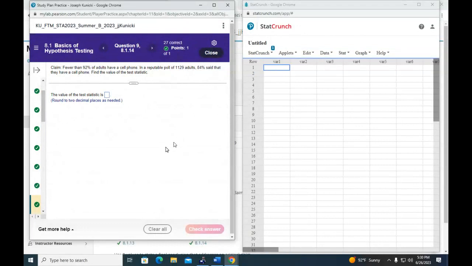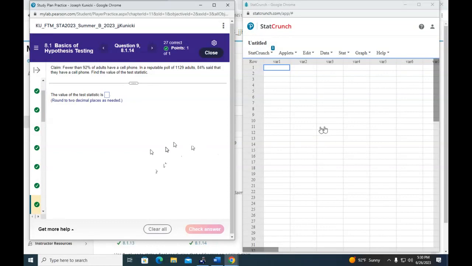Fewer than 92% of adults have a cell phone. In a reputable poll of 1,129 adults, 84% said that they have a cell phone. Find the test statistic. So this is a proportion, so it's the first one. It's a z-stat, and the numerator is p hat minus p, and the denominator is the square root of pq over n. So we have all those numbers. But let's let the computer do it, and then I'll show you how we could do it by hand.